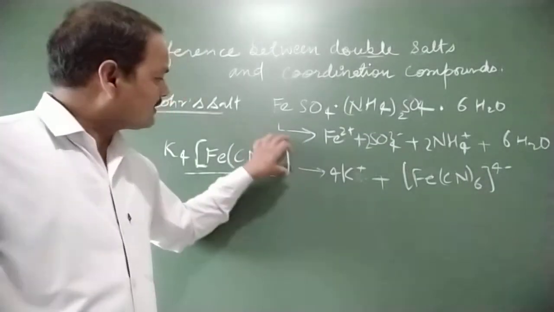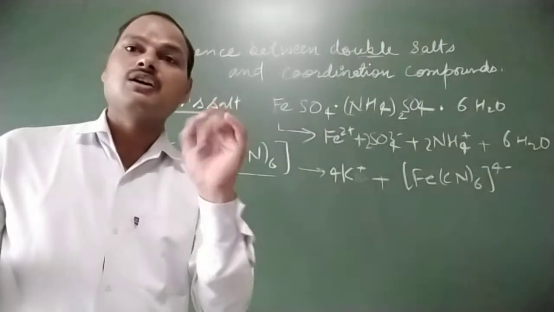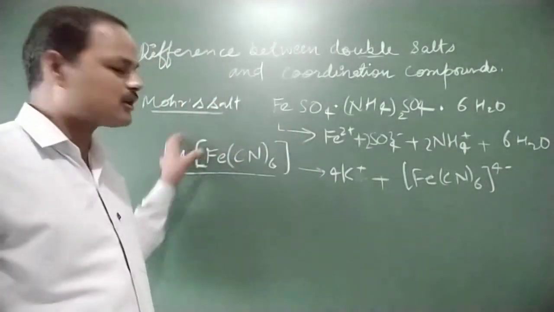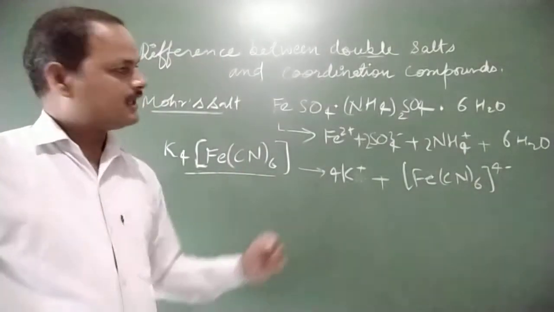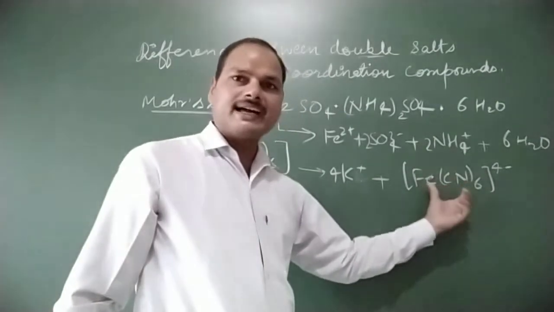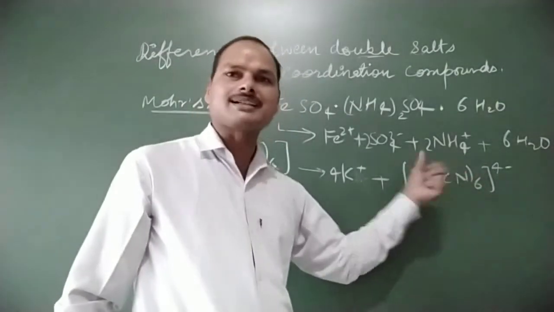Why? Because in these compounds the ions or atoms have at least one or more coordinate bonds, and that's why these compounds are also known as coordinate compounds. And such units cannot furnish free ions, and that's why these compounds are also known as complex compounds.